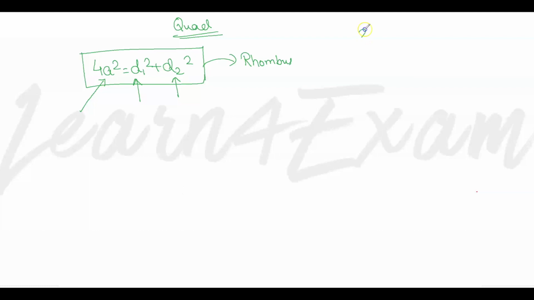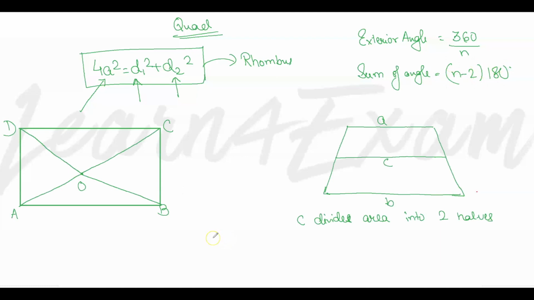Next, the exterior angle. The exterior angle of a regular polygon is given by the formula 360 divided by n, where n is the number of sides. And the sum of angles for any polygon is given by the formula (n - 2) into 180 degrees, where n again is the number of sides. Now the next two very important things that I want you people to remember.